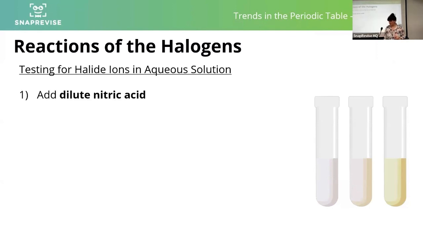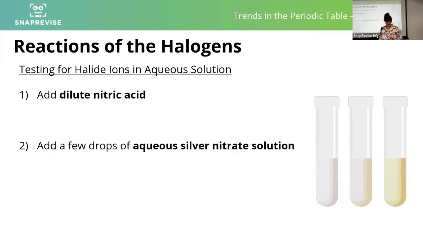First we need to add dilute nitric acid. Then we need to add a few drops of aqueous silver nitrate solution. And then we can, if we need to, add dilute and then concentrated ammonia. Why are all of these steps important? Specifically, your reagents are just dilute nitric acid and then aqueous silver nitrate solution.